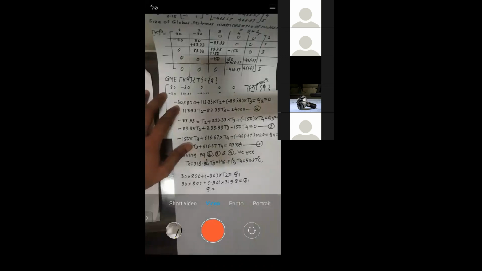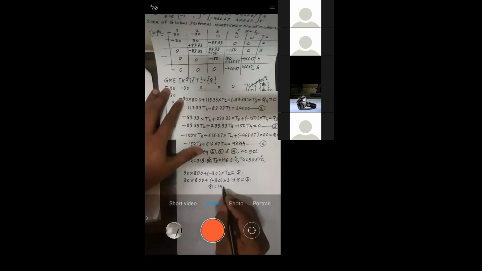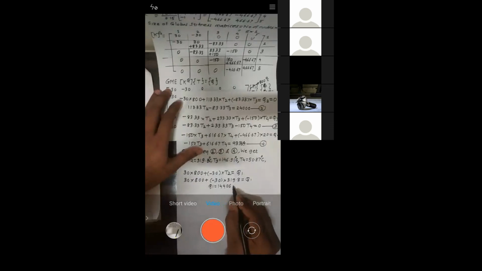14406. How much? 14406 watt per meter square, right? This is heat flow, so it is watt per meter square.